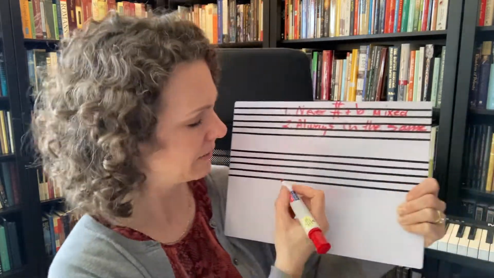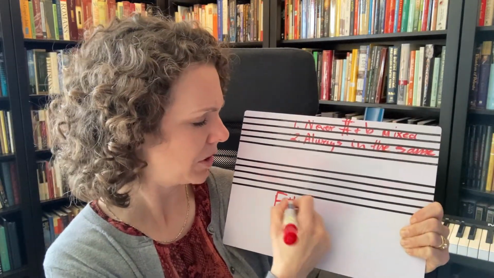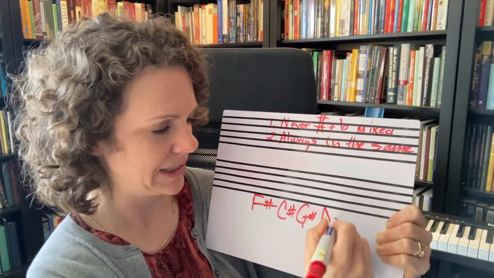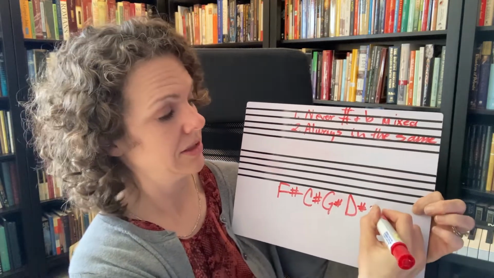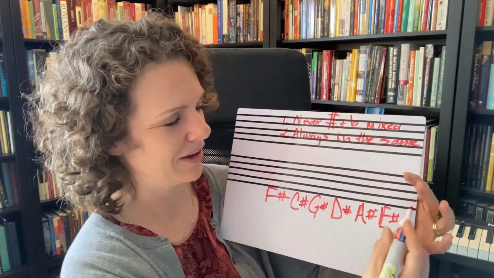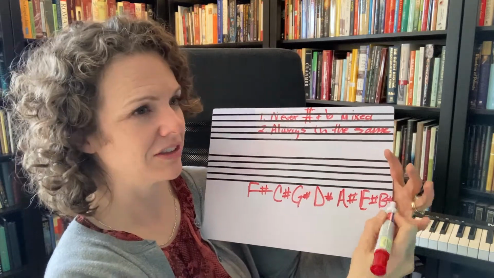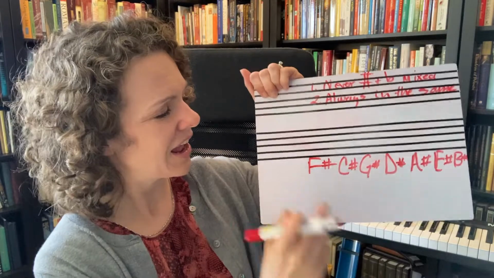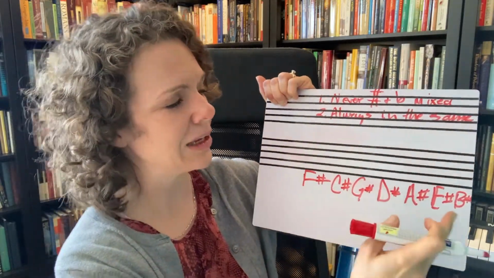So if you're going to do that, then you have to put a sharp by every B in the music, okay? So they will always go in this order. And here's the order, okay? F sharp, C sharp, G sharp, D sharp, A sharp, E sharp, I should have started over further, and B sharp, okay? So you've got F, C, G, D, A, E, B.